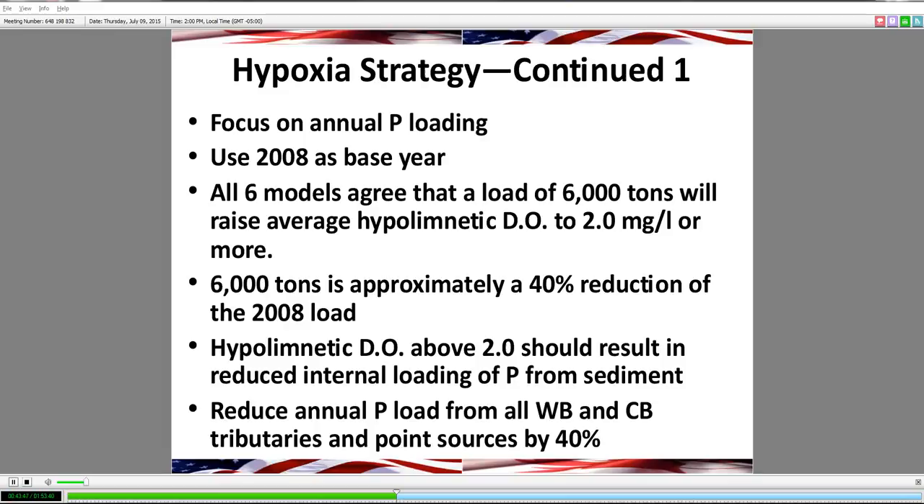2008 load. The idea of getting the dissolved oxygen in that cold bottom layer above 2 milligrams per liter, what we were trying to do was to maintain dissolved oxygen above 0 in the surface layer of sediment. And in the process, theoretically, we will reduce the amount of phosphorus released from the sediments and therefore reduce the internal loading of phosphorus to Lake Erie. And again, to achieve that, we need to reduce Western Basin loads and Central Basin loads by 40%.